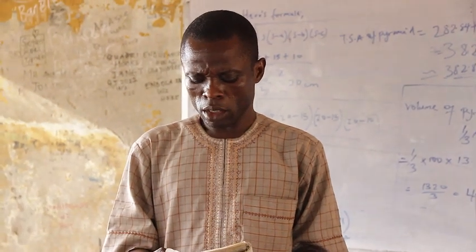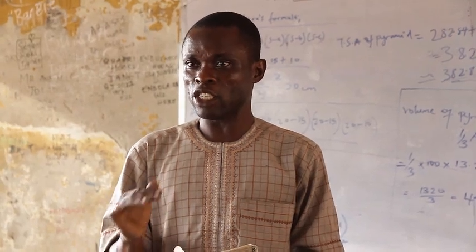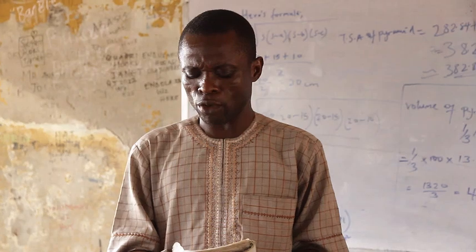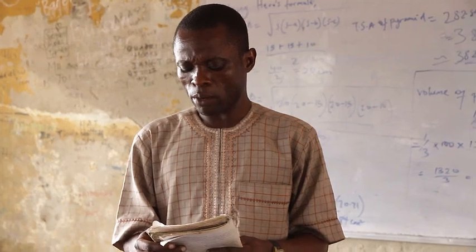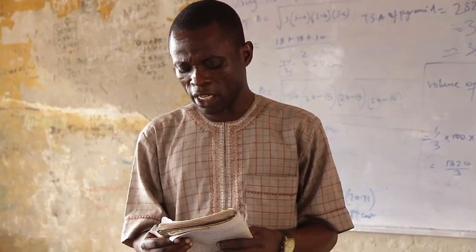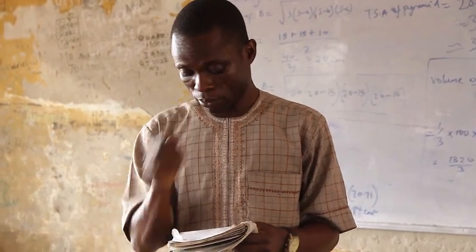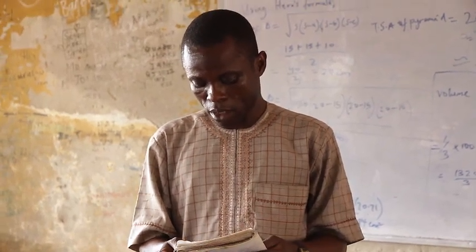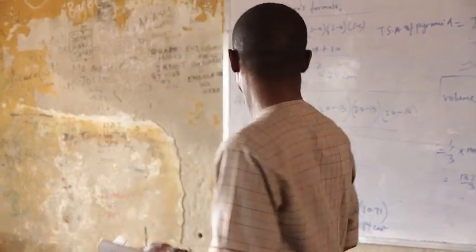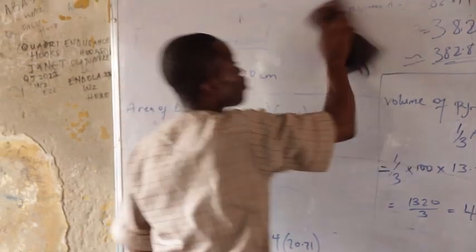Roman figure 1: the side of a triangle. Semicolon. Then Roman figure 2: the total surface area of the pyramid. And 3: the volume of the pyramid. Now this one is a rectangular base pyramid. And this is how to solve the question.